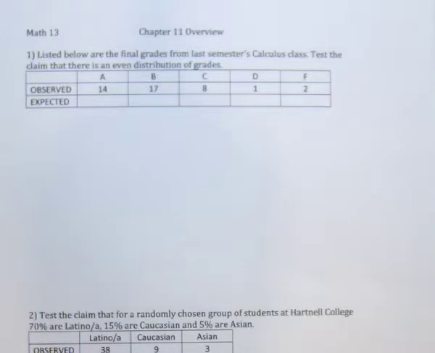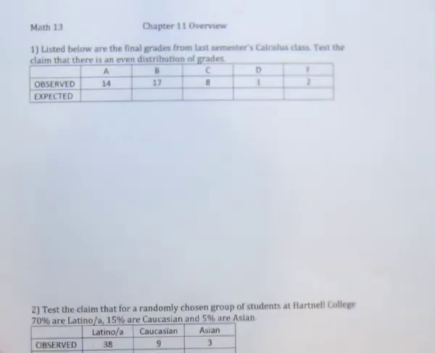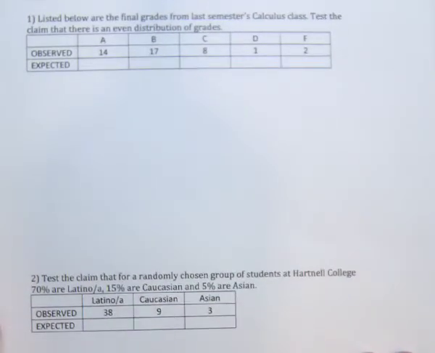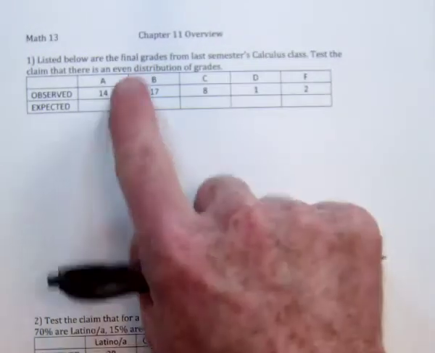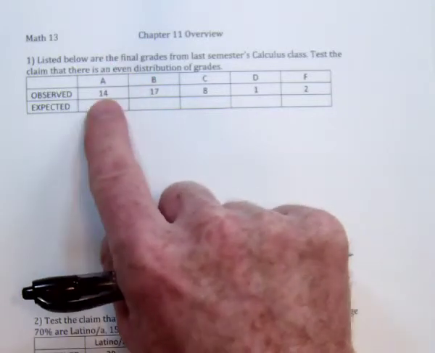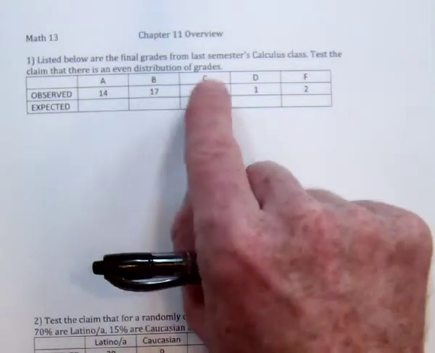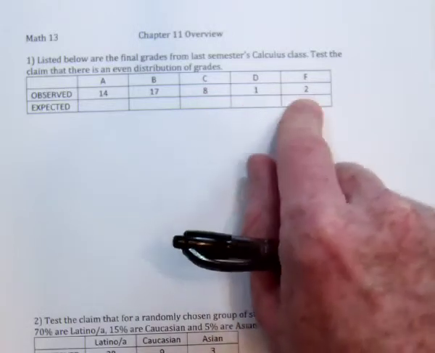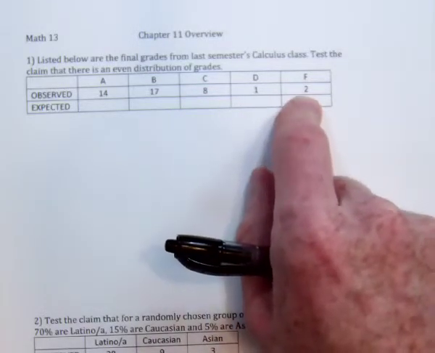Chapter 11. There's two main ideas in this section. One is basically like these two problems. Some type of distribution has been claimed. So over here, I claim that the grade distribution is even. In other words, there's the same amount of A's, same amount of B's, same amount of C's, same amount of D's, and same amount of F's. Which, hopefully you can see that's just not true.